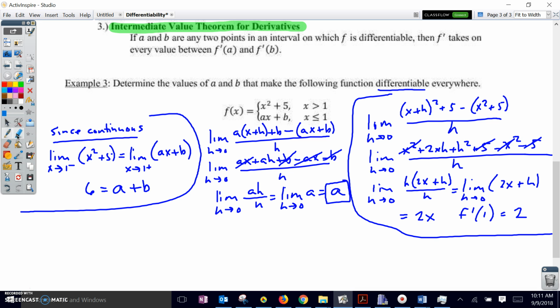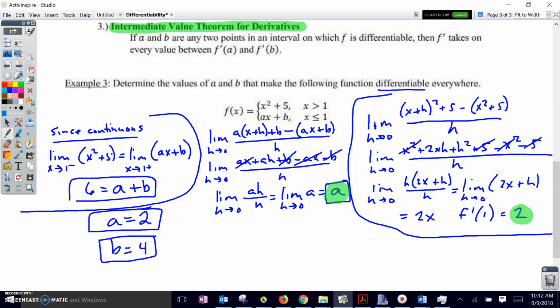And so these two things need to be equal to one another. This and this. And so we also get the relationship that a equals 2 from the requirement of differentiability. And now we have two equations that represent the situation that makes this true. By solving this system of equations, I can find that b equals 4, and therefore the values of a and b that make this function differentiable everywhere are a equals 2 and b equals 4.